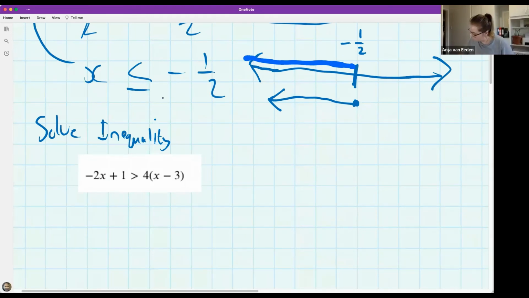I think I moved my camera around when I was jumping around the pen flipping. Yeah, there we go.